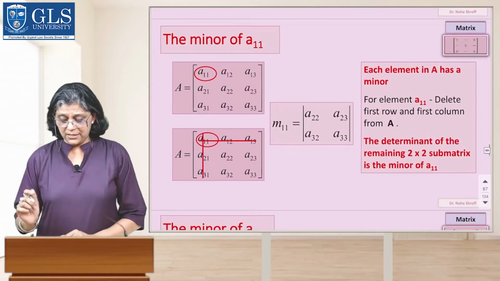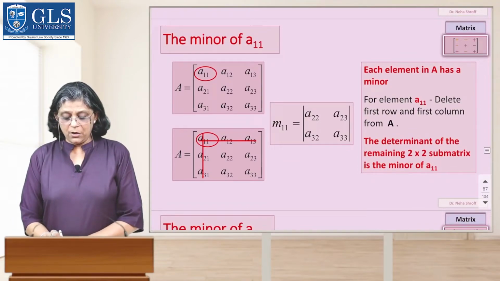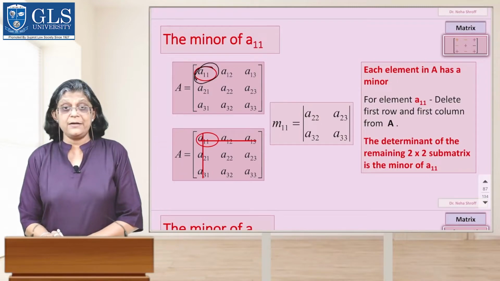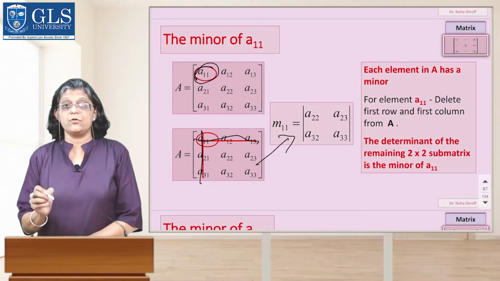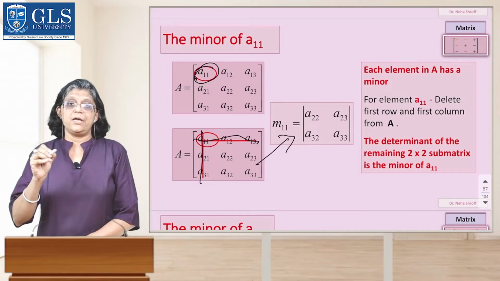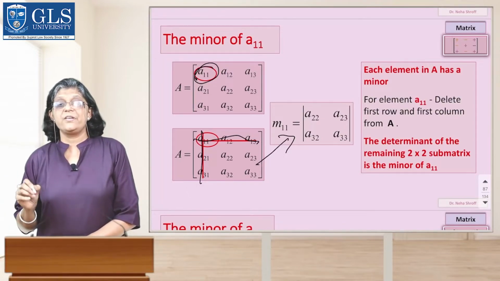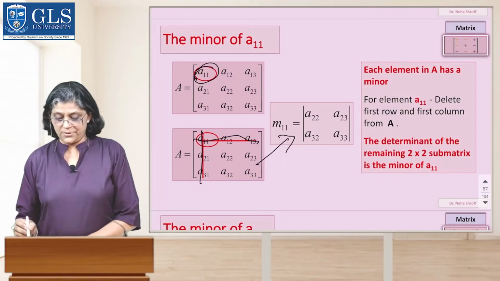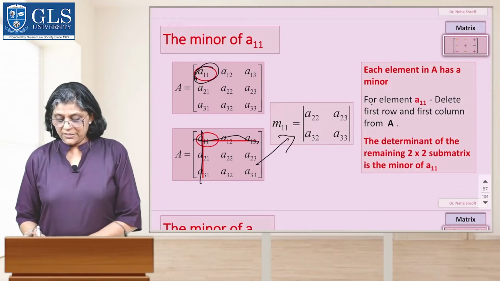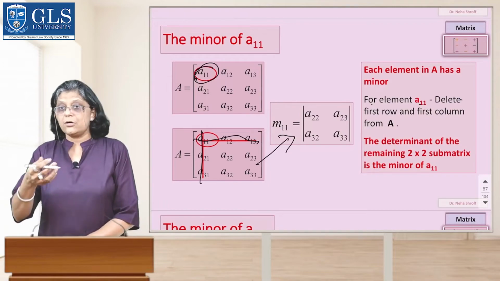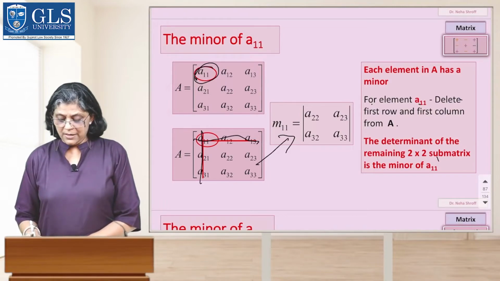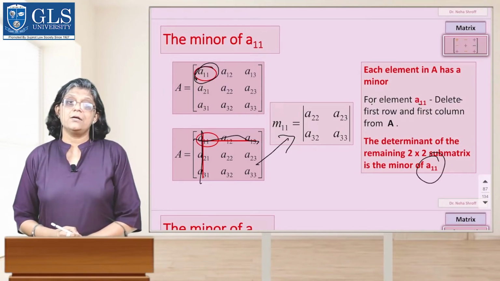Now understand the concept of minor. The minor of A11, that is, the minor of this element. I will delete that row and that column. The remaining is A22, A23, A32, A33. That is the minor of the matrix. So for element A11, delete the first row and the first column of the matrix, and whatever resultant you get, that is called the minor of the matrix.